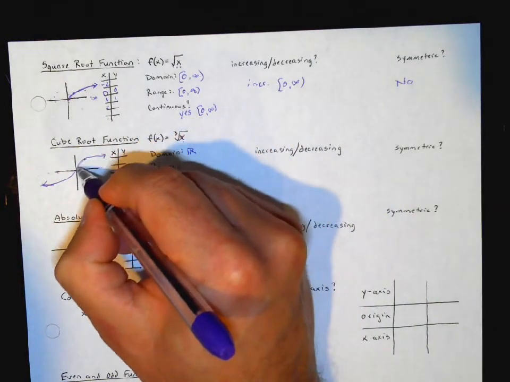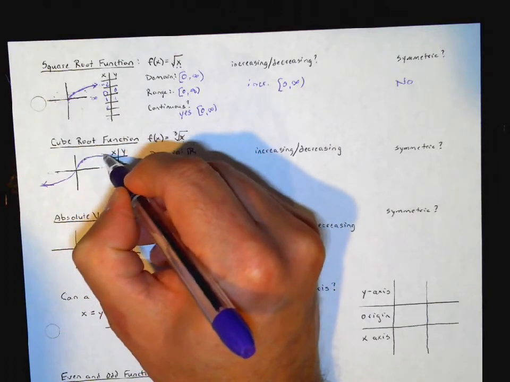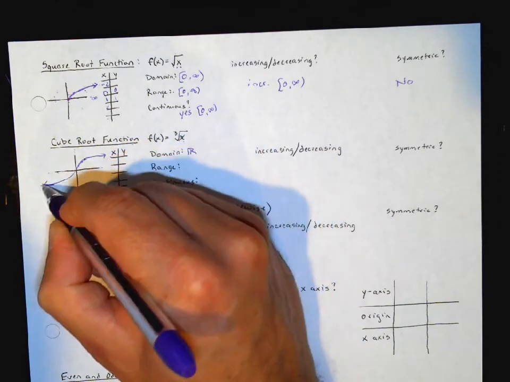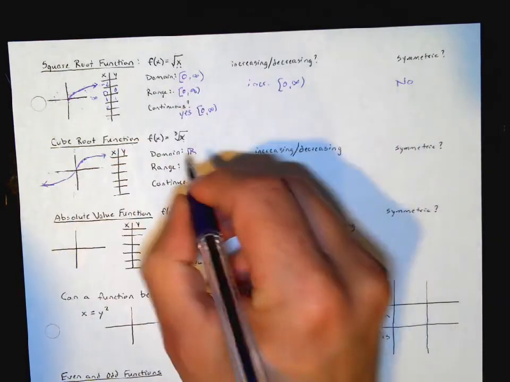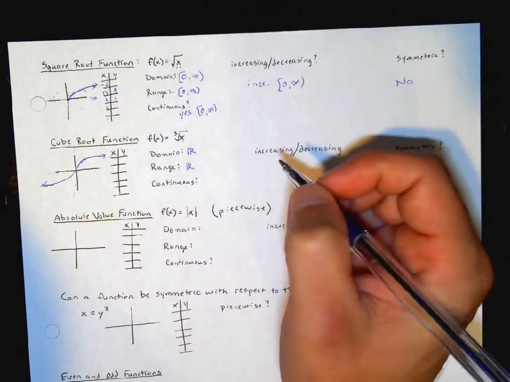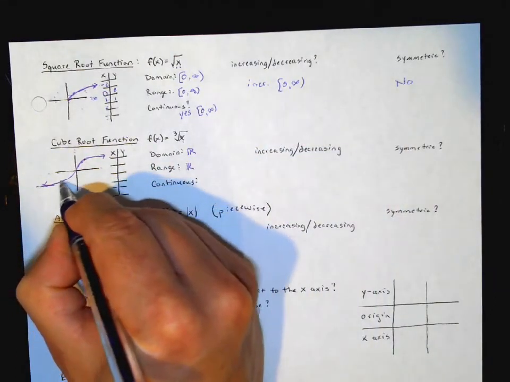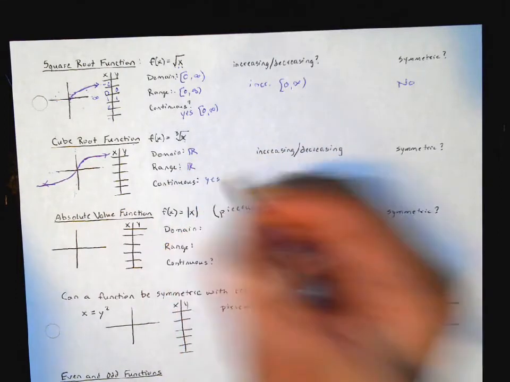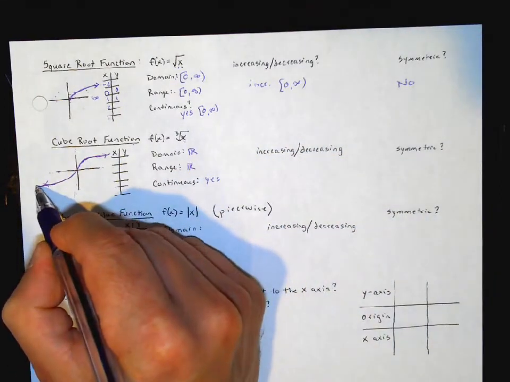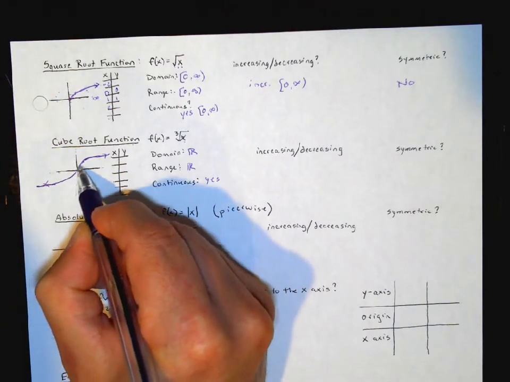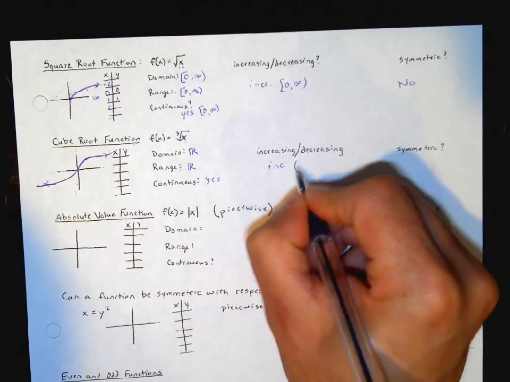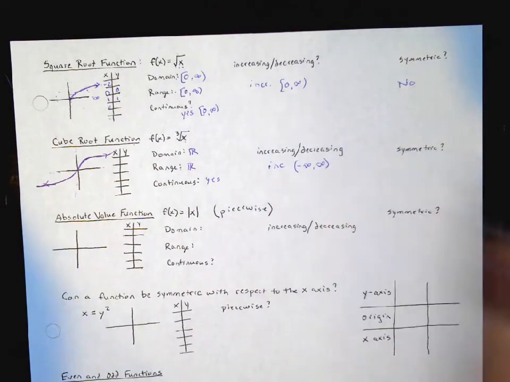Our range: it increases a lot here and doesn't increase as much here, but it is going to keep going up, up, up. So this is increasing there and going down over there. So my range is also all real numbers. It is continuous because I can keep drawing it the whole time. I don't have to lift my pencil. And from left to right, it is going up the whole time. So it is increasing from negative infinity to infinity.